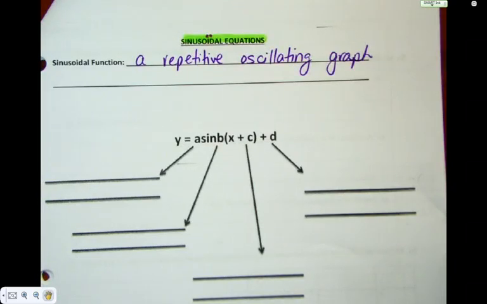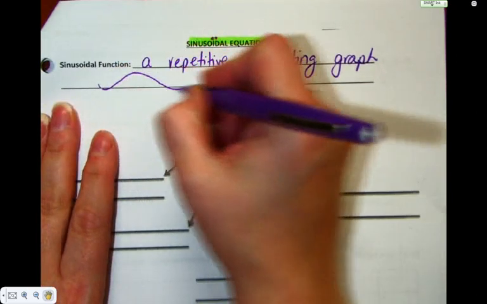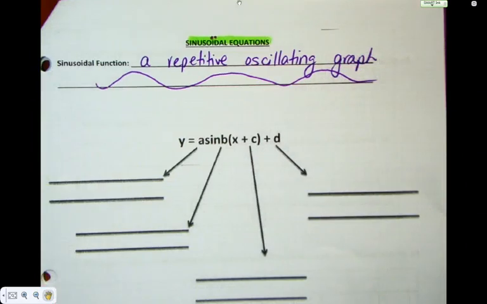What does the word oscillating mean? Physics people have probably heard it before. What does it mean? Sorry? More specific? Anyone have a clue? Oscillate means to go back and forth. So you'll often hear people are oscillating on a decision. It means they're like, I don't know, I'm going back and forth, I don't know what to pick. In terms of a graph, it looks like this. Up, down, up, down, up, down. Where have we seen that before? Yeah, that's our sine graph.